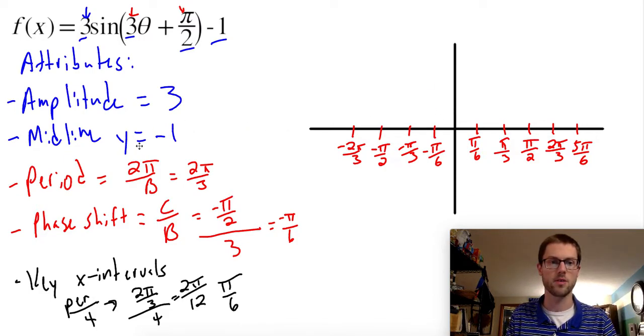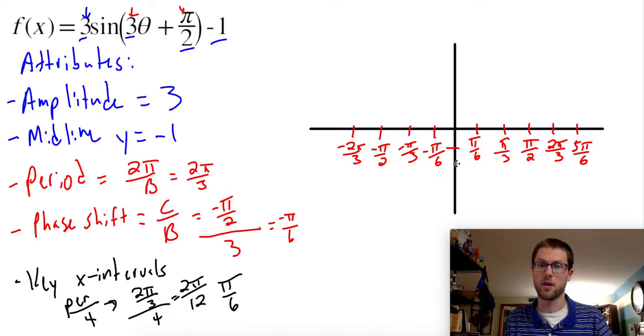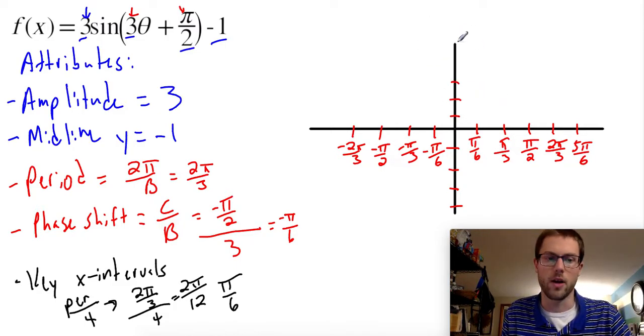And then for the y values, let's just think a little bit about this. My midline is negative 1. So right here, if that's negative 1, that's going to be where my midline is. My amplitude is going to go 3 above that and 3 below that. So I want to make sure I go down to at least negative 4 and go up to at least positive 2. And I'll go up one more, for no good reason. Let's just keep going.